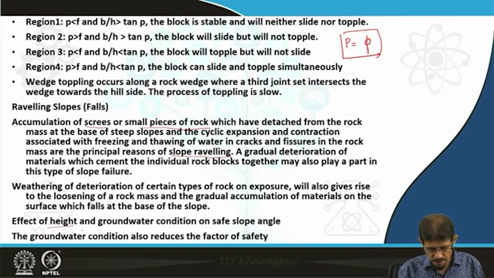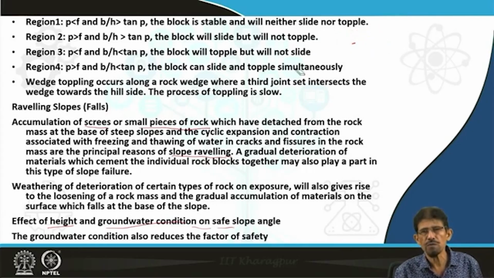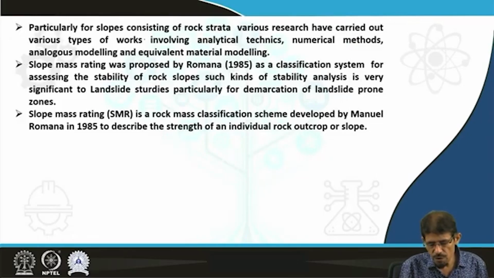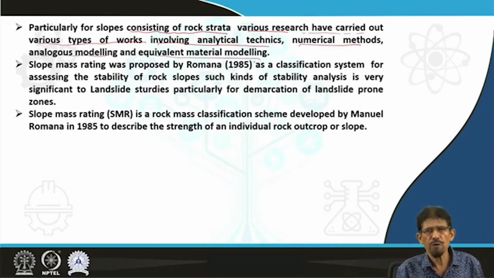As far as the effect of height and groundwater is concerned on the stability of slope, both these parameters influence slope stability, leading to landslides, particularly in slopes consisting of rock strata. Various researches have been carried out involving analytical techniques, numerical methods, analog modeling and equivalent modeling, different approaches, but still we are facing a lot of problems due to landslides throughout the world.